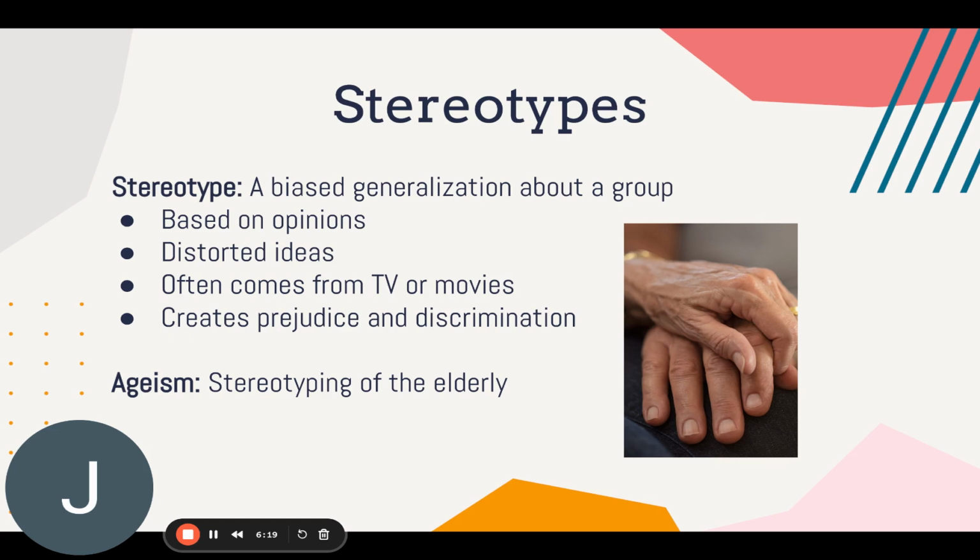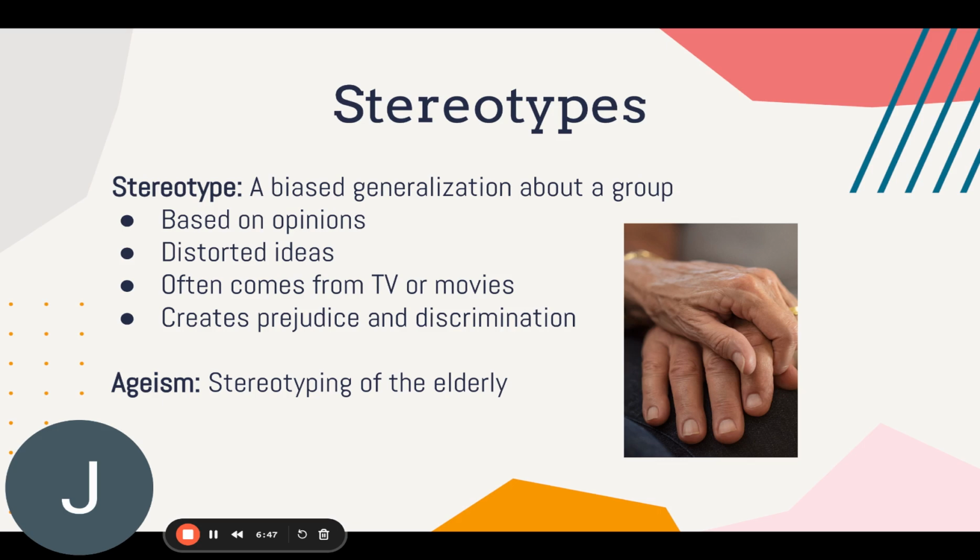Finally, a stereotype is a biased generalization about a group. It's based on opinions and distorted ideas. Often they come from TVs or movies, and they create prejudice and discrimination. Ageism is stereotyping of the elderly. Stereotypes about the elderly are unfair and not true in most cases. Aging is a normal process, and people do not always become sick and dependent.